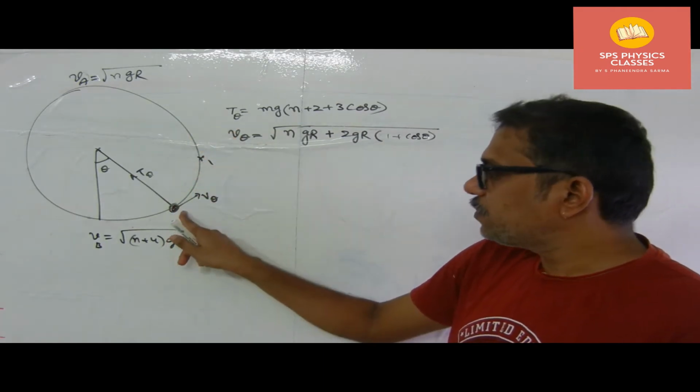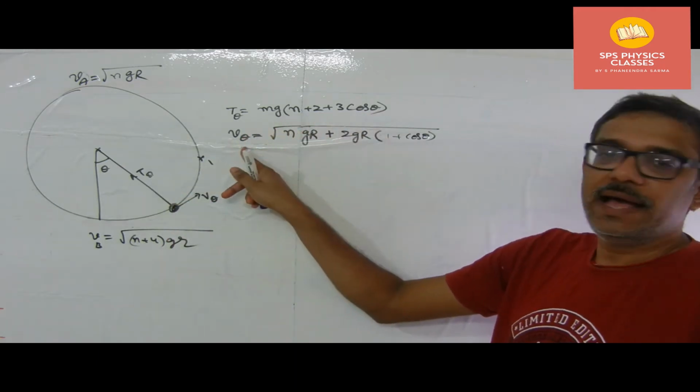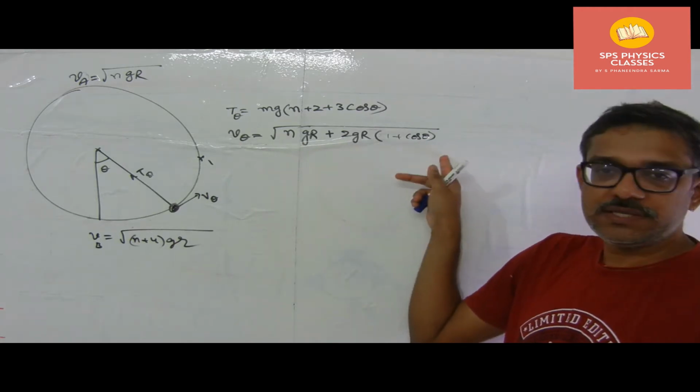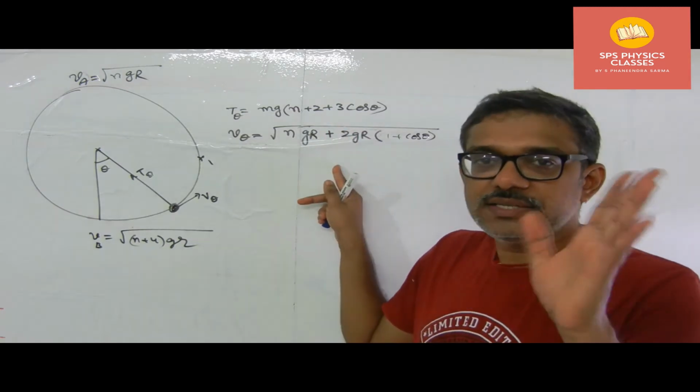So tension at this particular position becomes mg of (n plus 2 plus 3 cos theta), and velocity at that particular location becomes root of (ngr plus 2gr of (1 plus cos theta)). My dear students, please try to remember only these two formulas. That is enough for now.